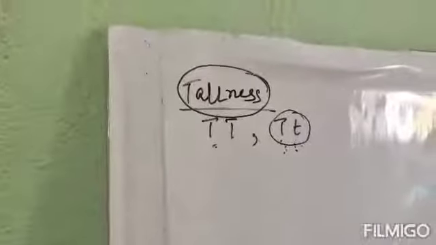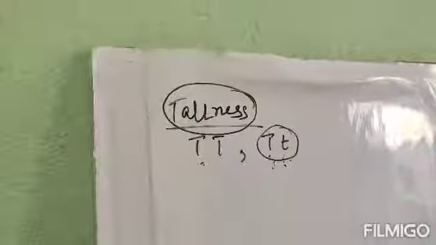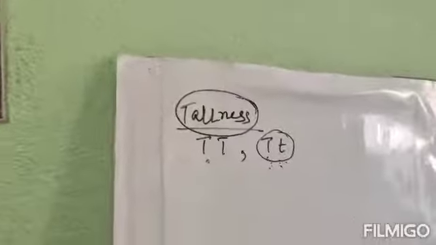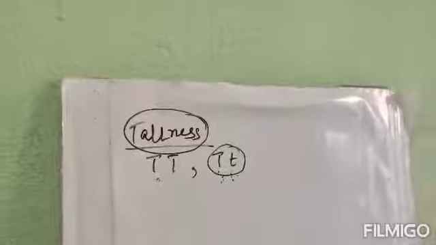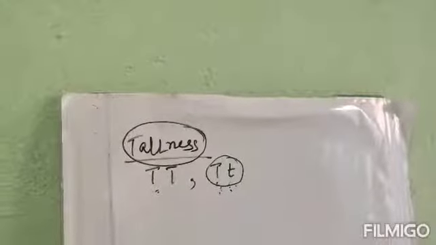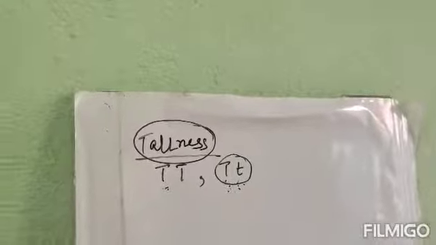Give 2 examples of variation in man. Attached earlobe, roller tongue. So these are the examples of variation. Name the types of color blindness. What are the 2 types? Protan and deutan. Okay, only the names you have to write. Write the cause of hemophilia and thalassemia. Thalassemia is caused by defective chromosome number 16 and 11. And hemophilia is due to the absence of factor 8 and 9.